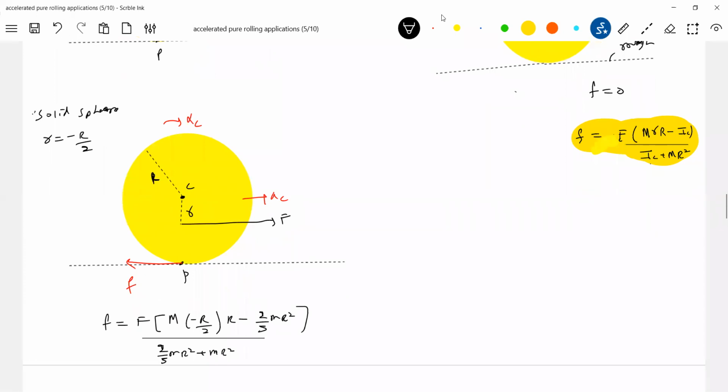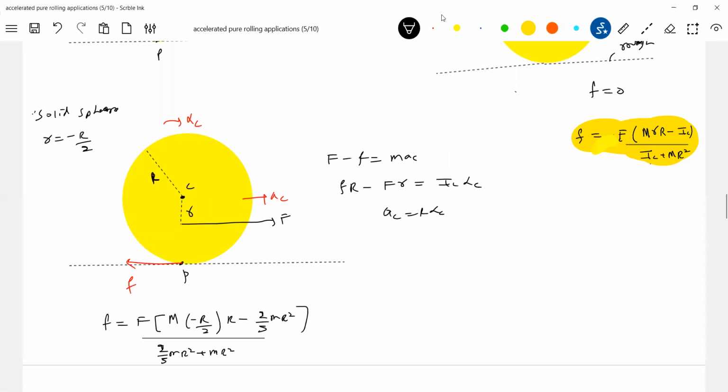Or else, if you say, sir, I don't remember all this formula, just write the equation straight away. Torque due to friction minus torque due to applied force is equal to I_C alpha. For pure rolling, a_C equals R alpha. Solve it. If you get positive, then what you assumed is right. If you get negative, change the direction.